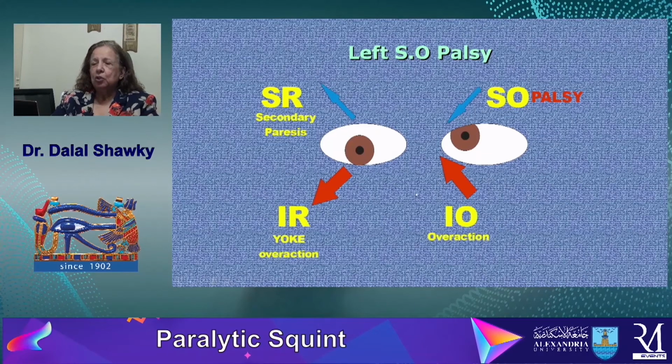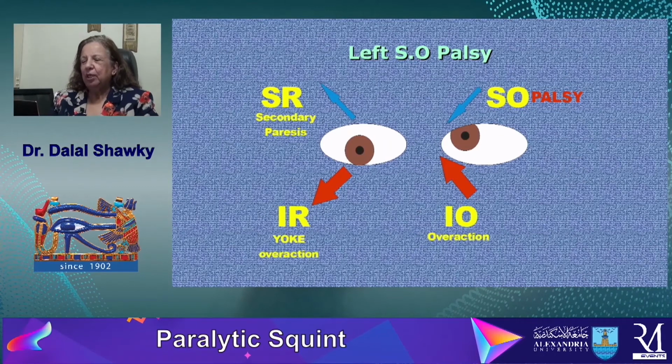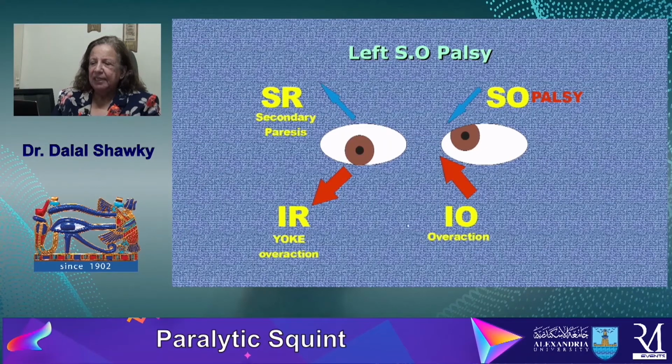So the first choice to operate is to weaken the inferior oblique of the same eye, and in this case in the two eyes, but unequal recession because they were not as equally overacting. The right eye was overacting more than the left eye, and there is graded recession of the inferior oblique, and we'll study the graded recession in muscle transposition surgery lecture.